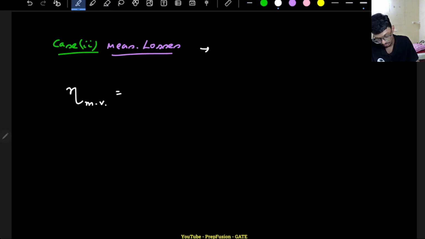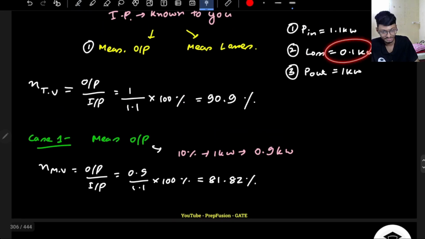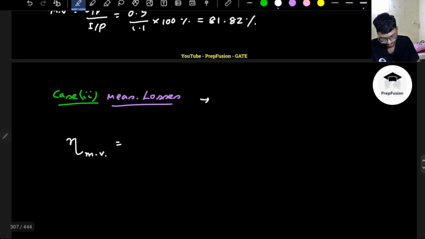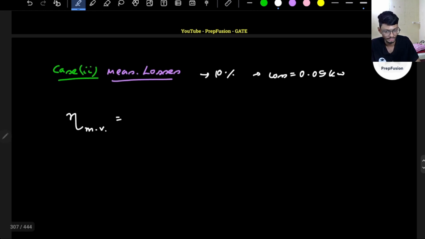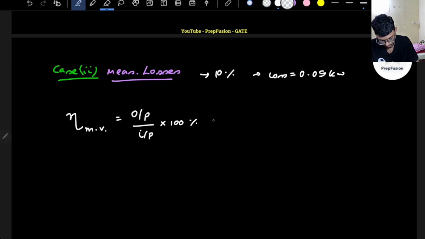So again, what is the actual value of loss? 0.1 kilowatts, but again I will assume that there is a 10% error. So if there is 10% error in the losses, the loss that I will read will be 0.9 into 0.1, so it will be 0.09 kilowatt, as there is 10% error. It should have been 0.1, but I am reading 0.09. So what will be the formula? Formula will be output by input into 100 percentage.